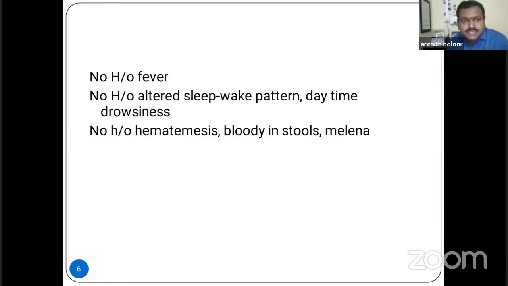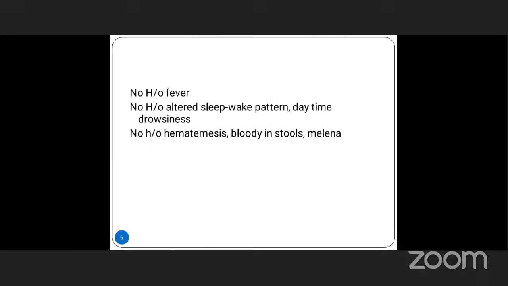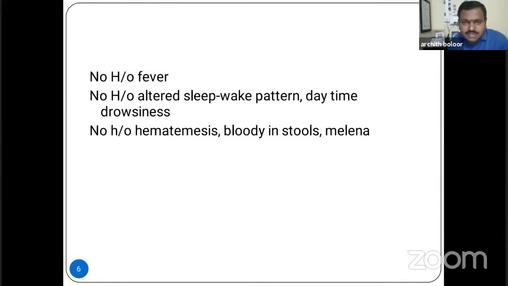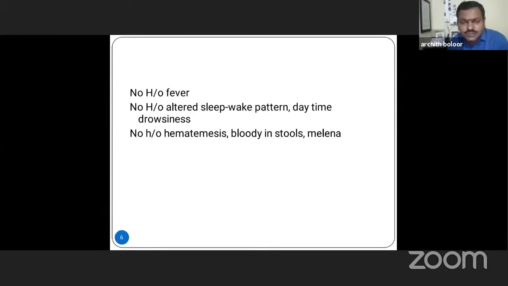History of altered sleep-wake pattern, anytime drowsiness, is to rule out hepatic encephalopathy. Hematochesia, blood in stools, and melena, so that's already to rule out GI bleed as a cause. Yes. Next.